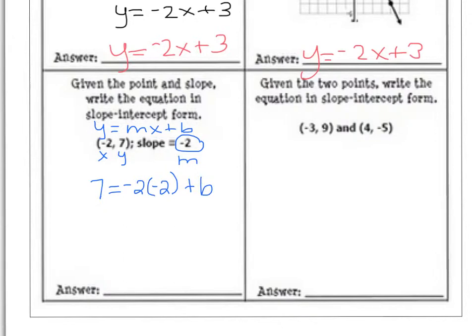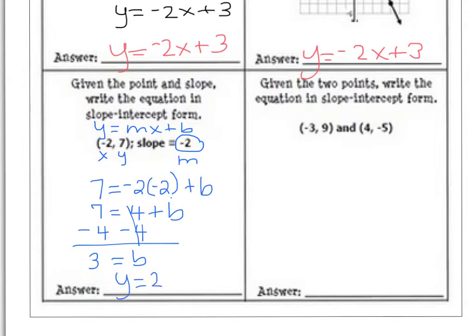I have to find it. 7 equals negative 2 times negative 2 is 4 plus b. Minus 4. So b equals 3. Equation y equals 2x minus 3. Oop, negative 2x minus 3. Perfect. Still the same as the other two. So we already know what this last answer is going to come out to be. We just have to make sure we can get there.